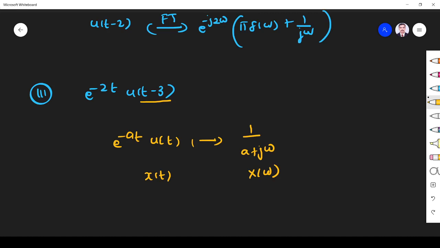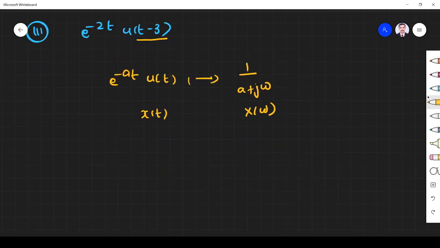So everything should be in terms of e power minus 2t, t minus 3, then we can solve. But here it is something different, so we have to manipulate the formula. How are we going to manipulate? I want it to be t minus 3. So if I want t minus 3, what do I need to do?